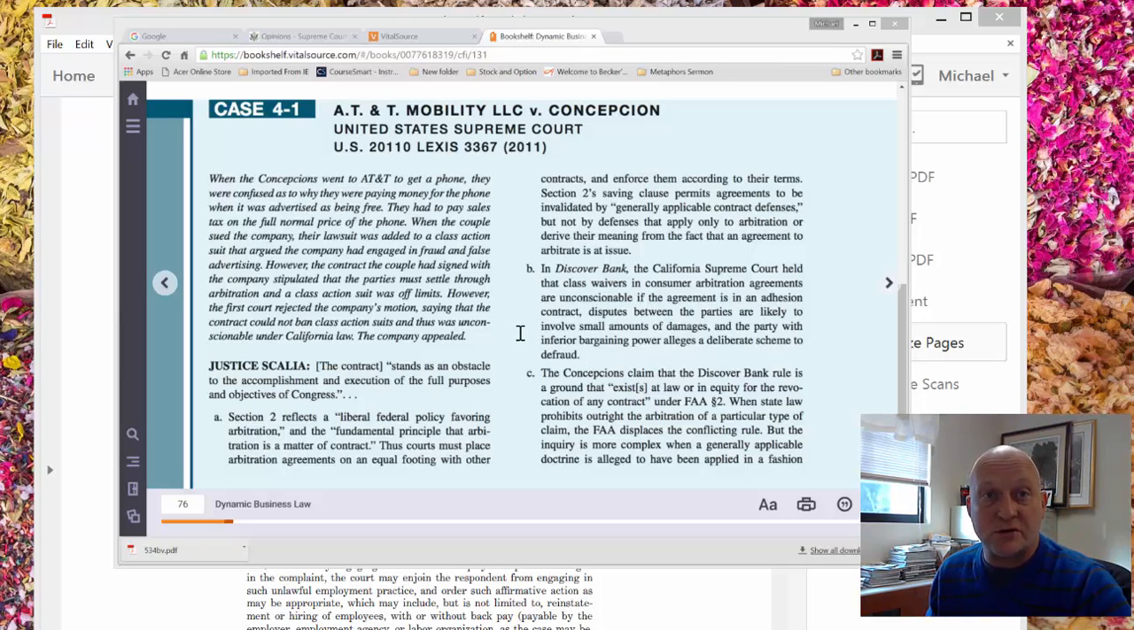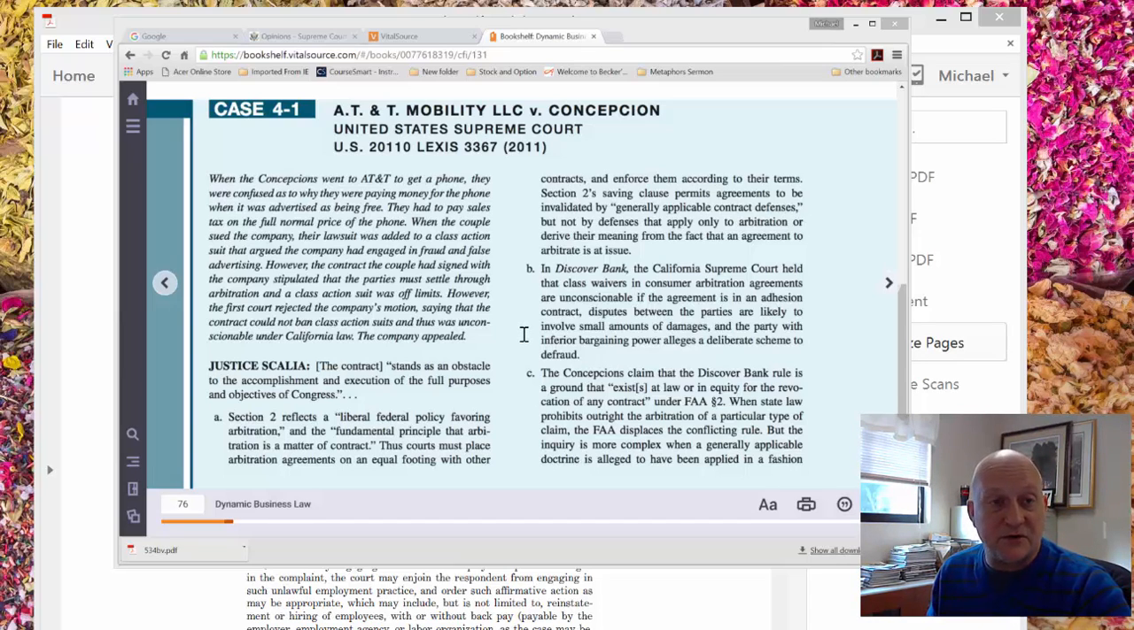The procedural history, of course, would be what's happened thus far. What happened in the lower court? What happened in the appellate court if it was already appealed once? So in this case, we're at the Supreme Court of the United States. This case started at a lower court. It was appealed once in California. Then it was appealed again to the California Supreme Court. AT&T kept losing, and now AT&T is appealing to the United States Supreme Court.